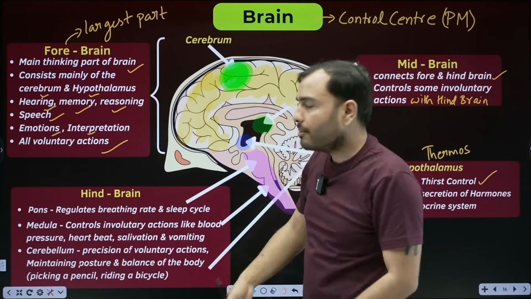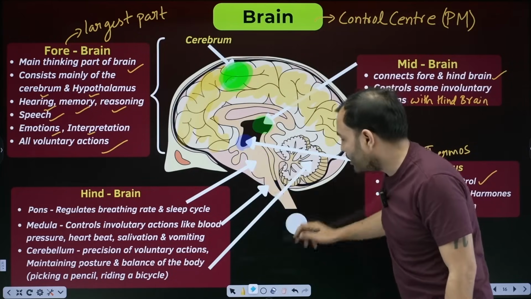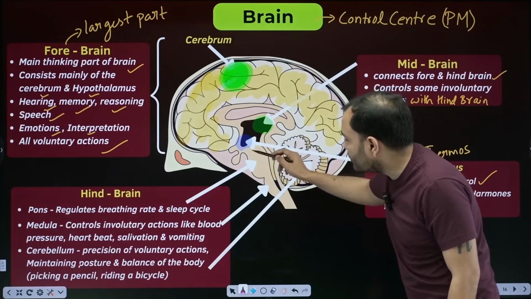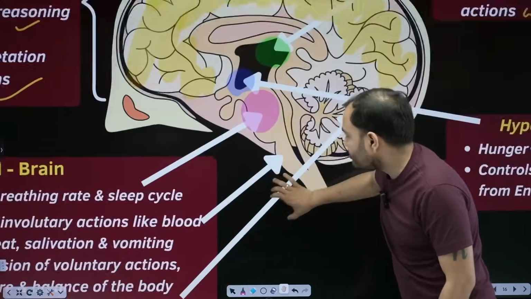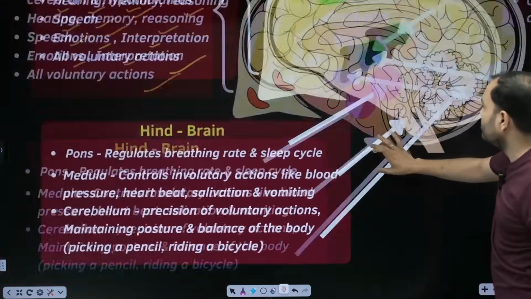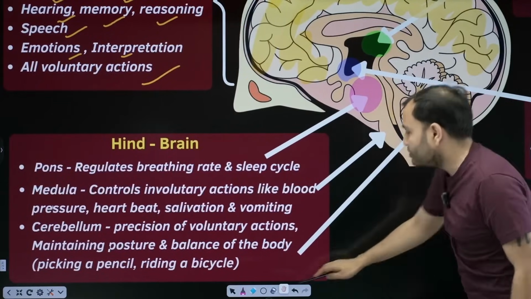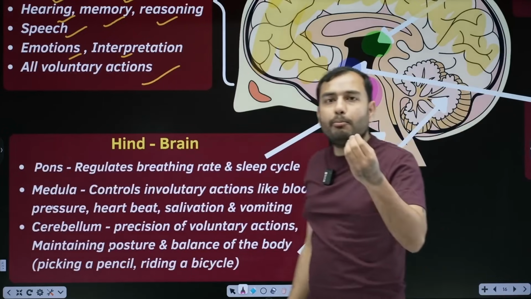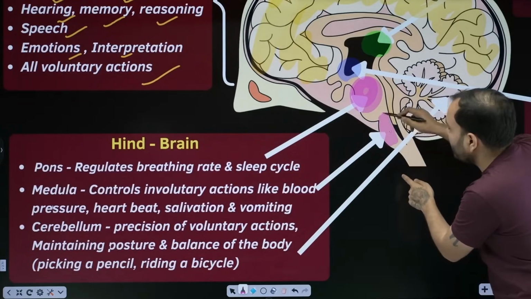The midbrain connects the fore and hindbrain. Now we have come to the hindbrain, meaning the back brain, the last part. The hindbrain is divided into three parts. First, you see this swollen part. This swollen part is called the pons. After this, the part you see below is called the medulla.